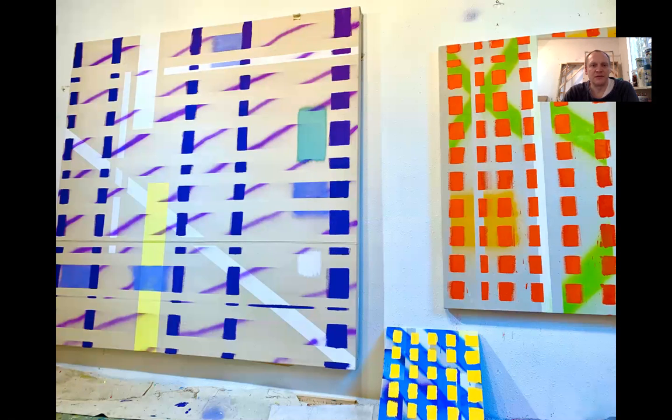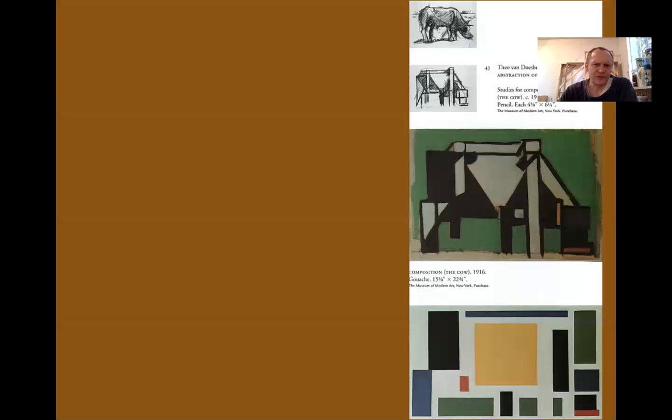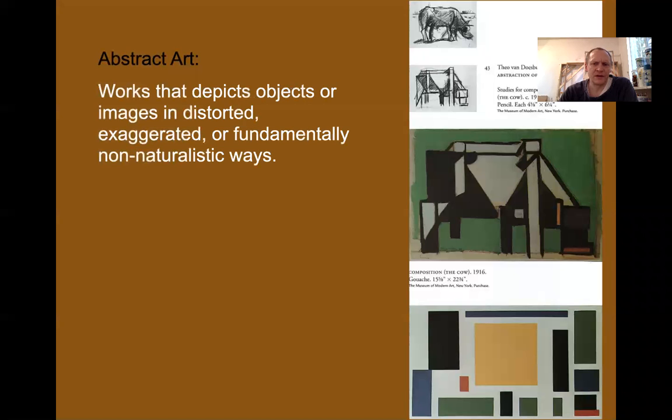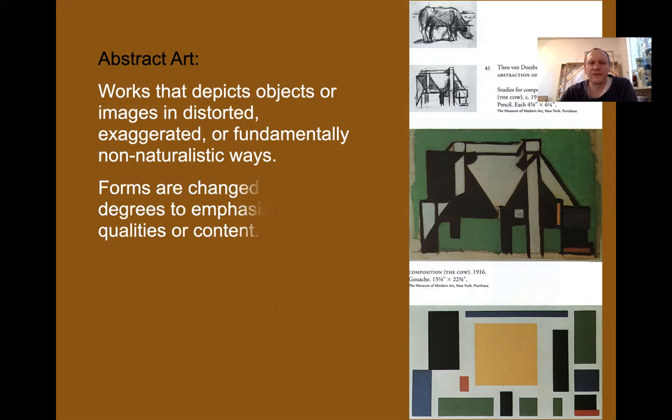Here's a painting on the left, the big painting that I should have just left as it is because it's cool, but of course I covered it with a bunch of stuff. Anyhow, we're talking about abstraction. So, abstract art, it's work that depicts objects or images in a distorted or exaggerated or fundamentally non-naturalistic ways. So forms are changed. Remember we talked about the physics of the real world, like gravity can often be changed, to varying degrees to emphasize certain qualities or content or subject matter.